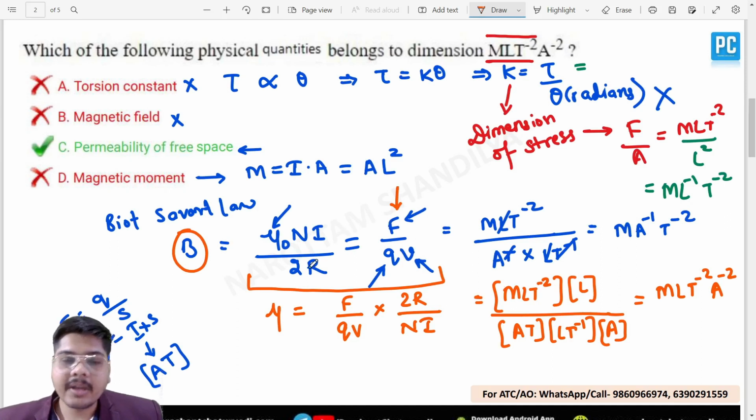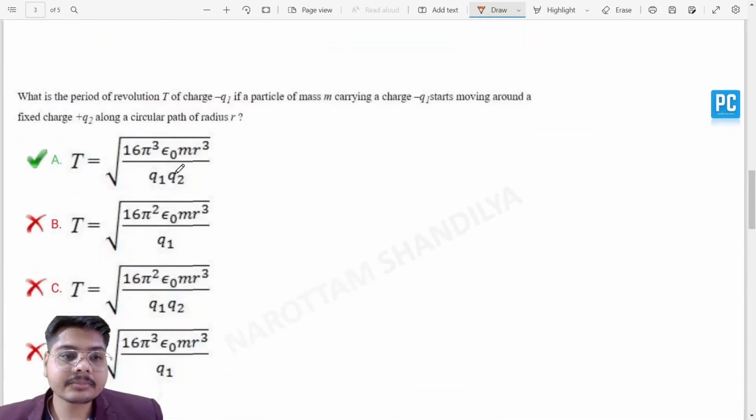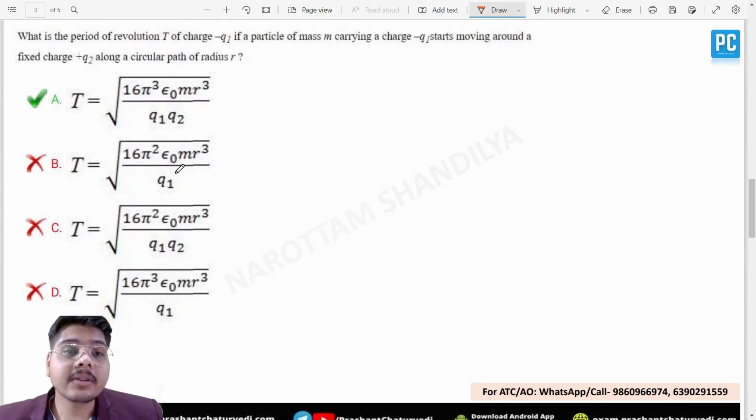So from here, directly your answer will be permeability. But still, I had solved all the other options also. Further, what is the period of revolution T of charge minus Q1, if a particle of mass m carries a charge minus Q1 and starts moving around a fixed charge plus Q2 along a circular path of radius r?